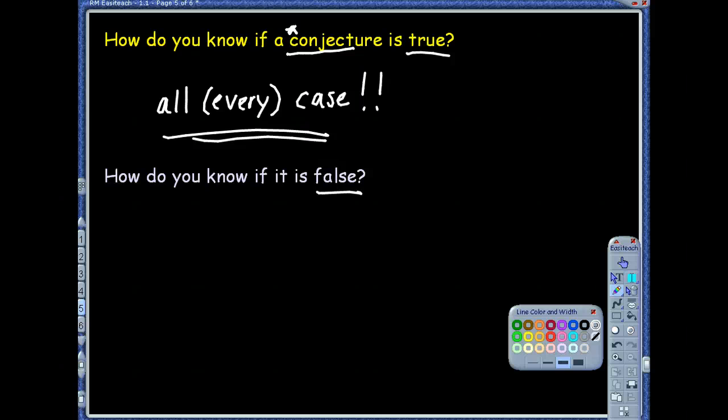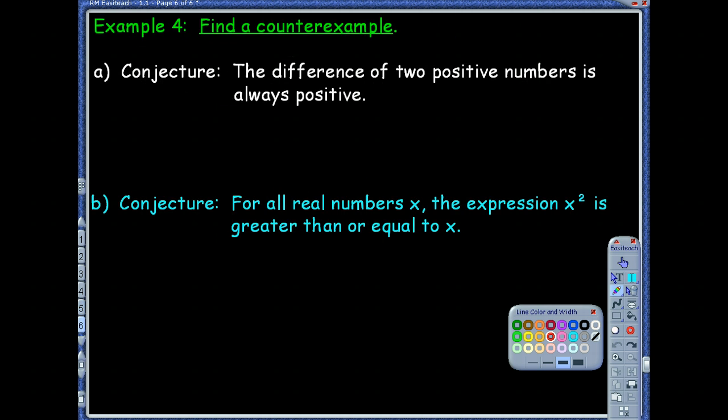So what if it's false? All we need is one counterexample, one case that disproves our conjecture. So only one counterexample. Seems a lot easier to me. Example 4 says that we're going to be finding a counterexample. So that already tells us that these are going to be false conjectures, because I will never make you find a counterexample to something that does not have one. So we're going to be finding a counterexample to these conjectures.